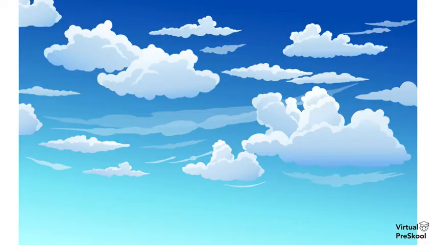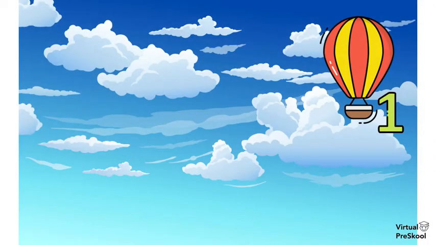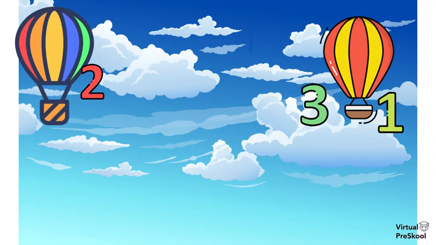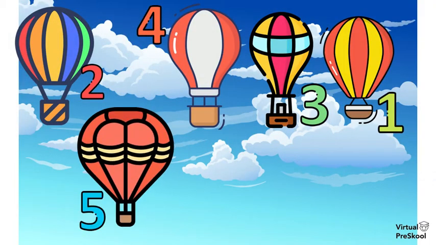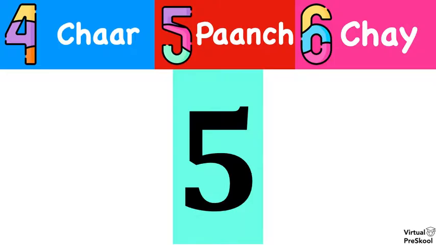There are hot air balloons now, and we're going to count them, starting from 1 in Hindi. Ek, do, teen, chaar, Paanch. There are 5 hot air balloons. And what is 5 in English? 5 is 5. And what was 5 again in Hindi? Is it Chaar, Paanch, or Chay?